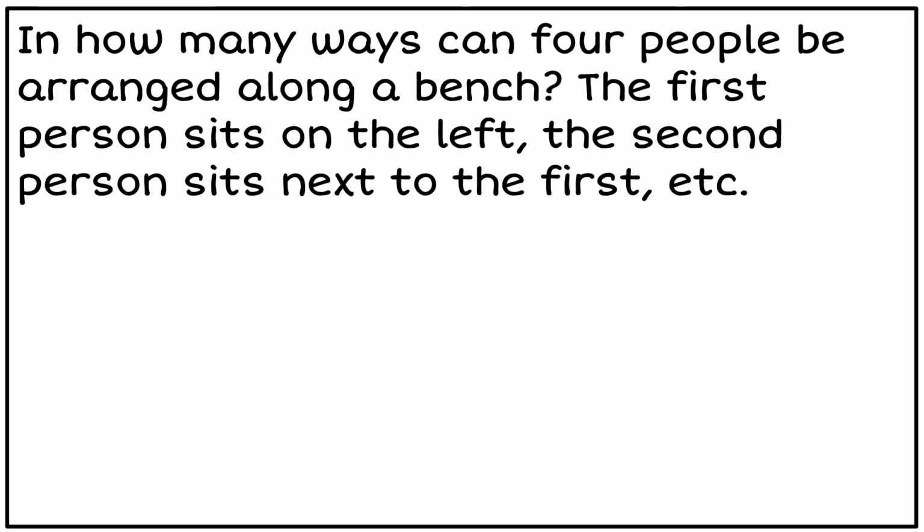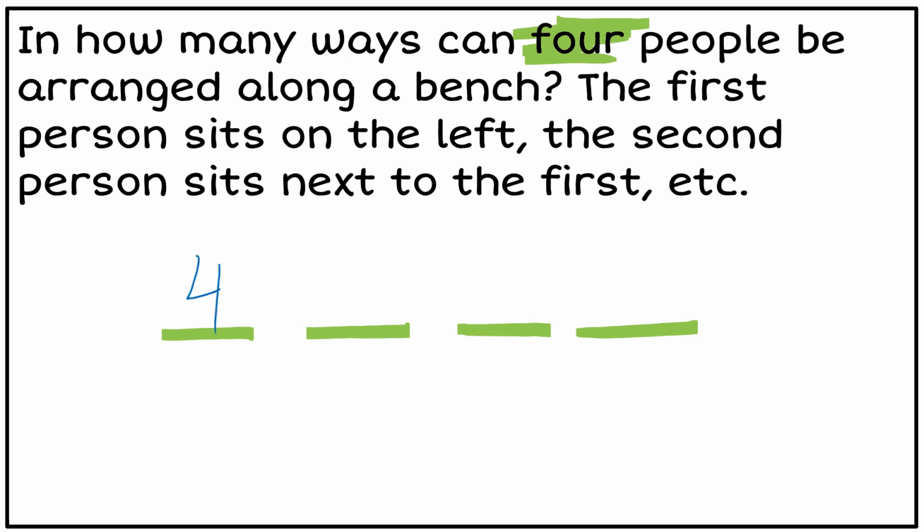Then our last one: how many different ways can 4 people be arranged on a bench? The first person sits on the left, the second person sits next to the first, and so on. So we've got 4 positions on the bench. In the first position, there are 4 different people, and the first person is going to be arranged on the left-hand side. Then the next one will sit next. Once that first person's been allocated, there are now 3 different people that could sit here, 2 different ways people could sit there, and 1 way there. So 4 times 3 times 2 times 1 means that there are 24 different ways that 4 people could be arranged on a bench.